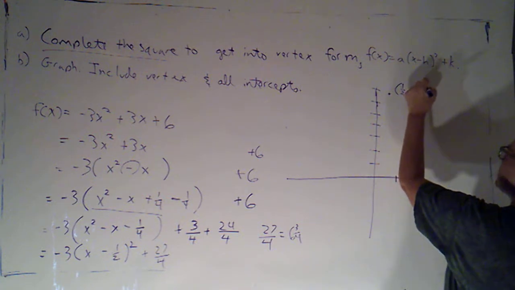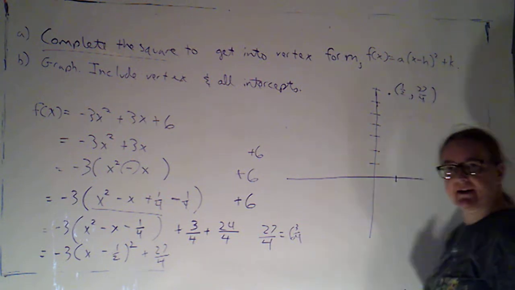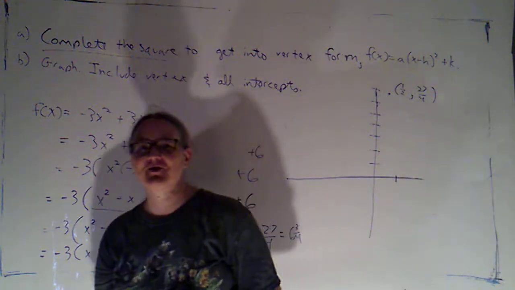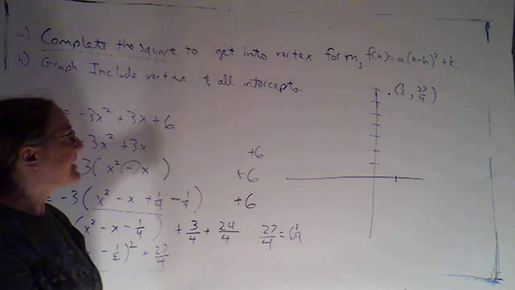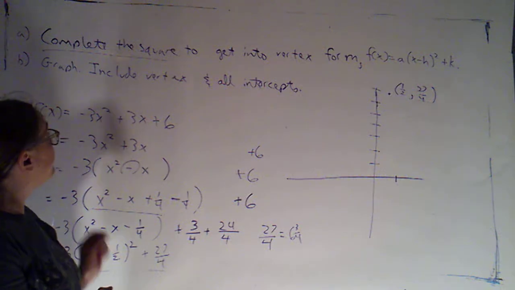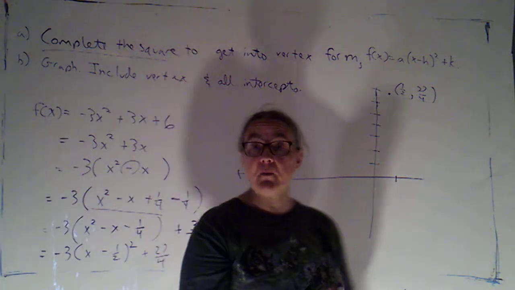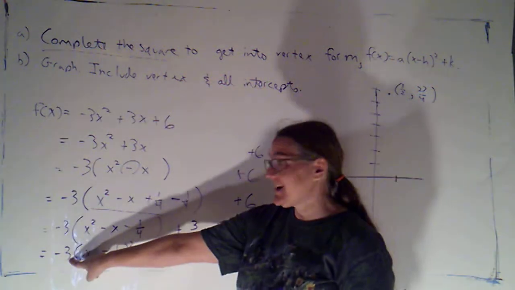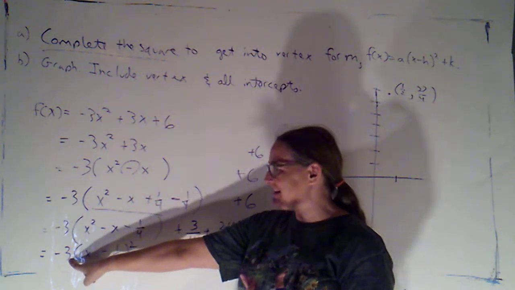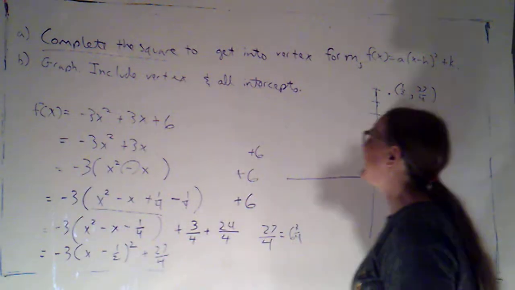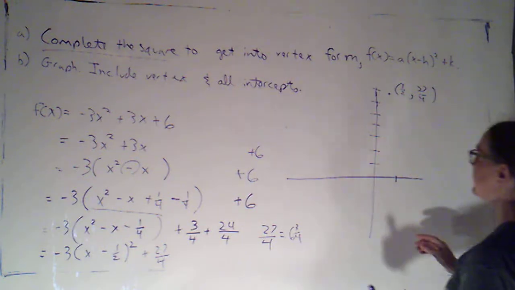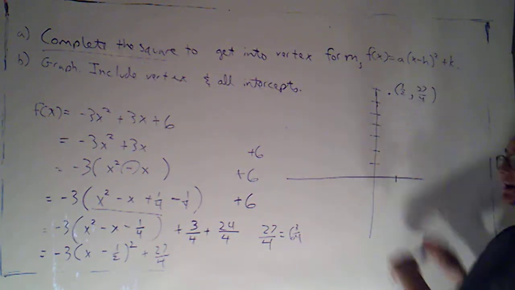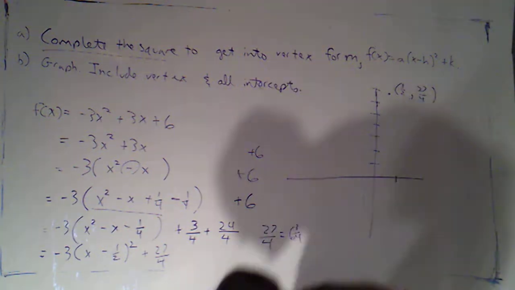I'm just going to label it as 27 fourths. You can label it as either the improper fraction or the mixed number. Excellent. Now, this parabola is going to open down. That's because I'm multiplying by a negative 3, so it's opening down. So I can see it's going to hit the x-axis, so I'm going to have both x and y intercepts.